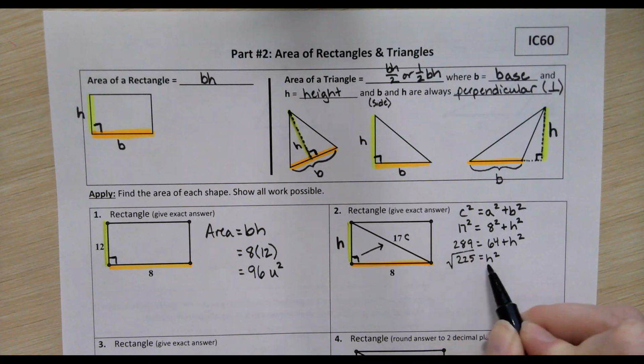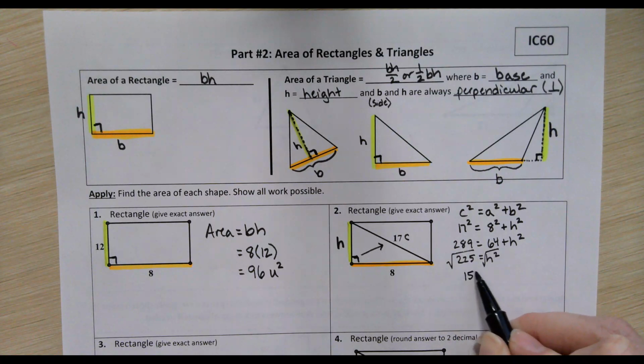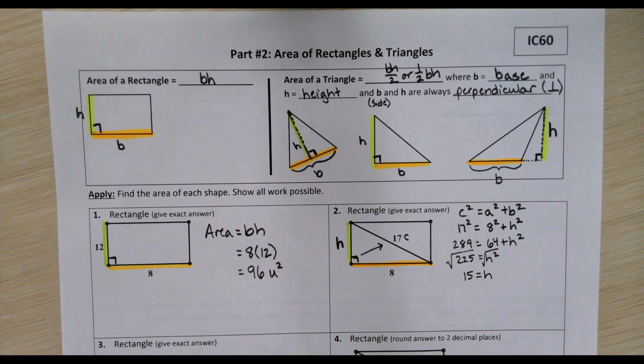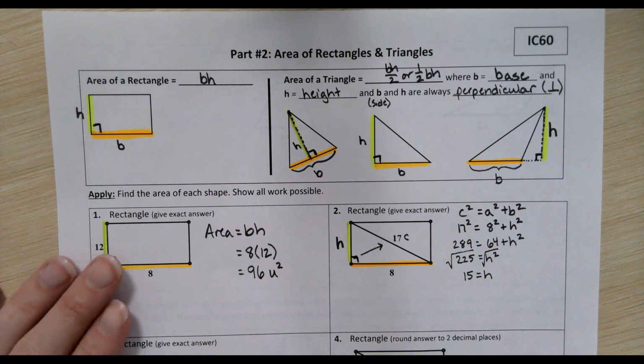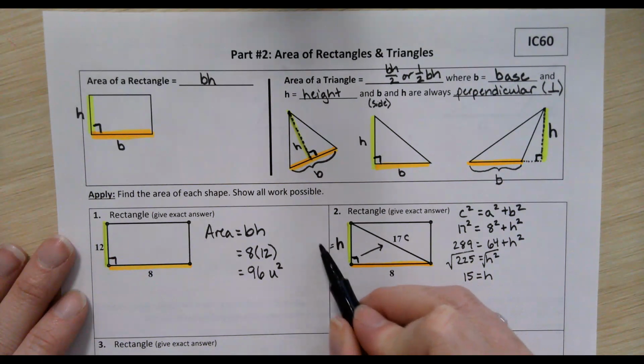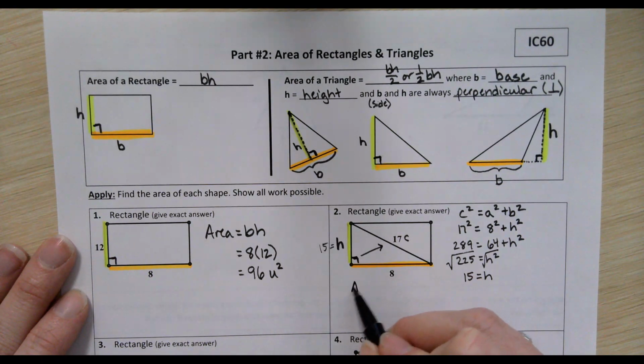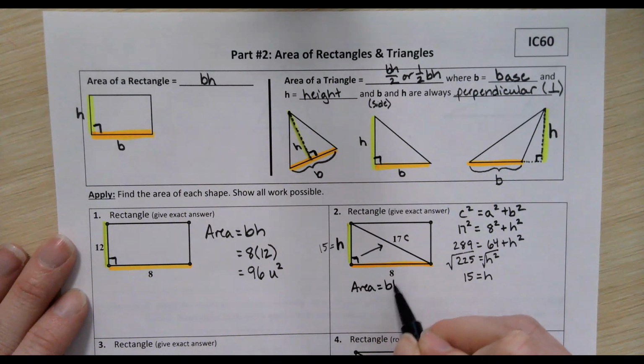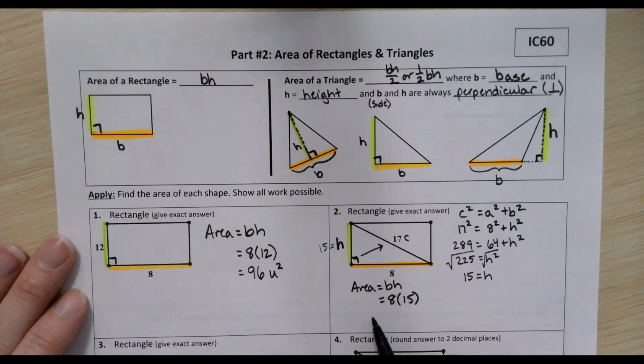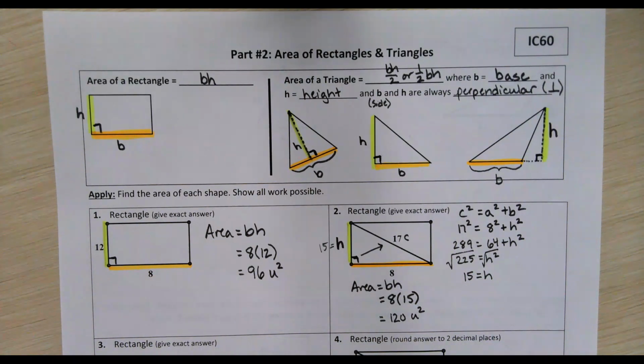and square root. And in this case, we come up with a nice exact answer for the height of 15. So now that we know our base and our height, we can go ahead and find the area by multiplying those two numbers together. And this time around, 8 times 15 is going to be 120. Again, there are no units given, so square units.